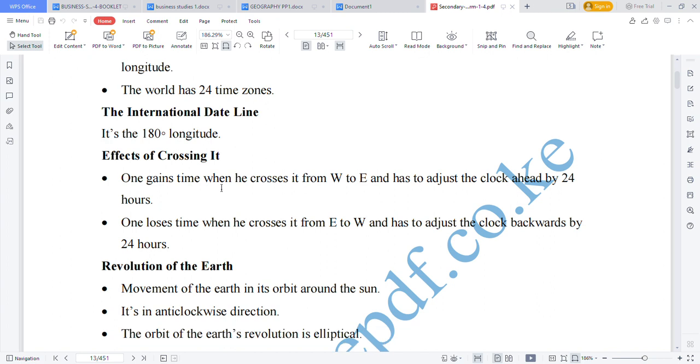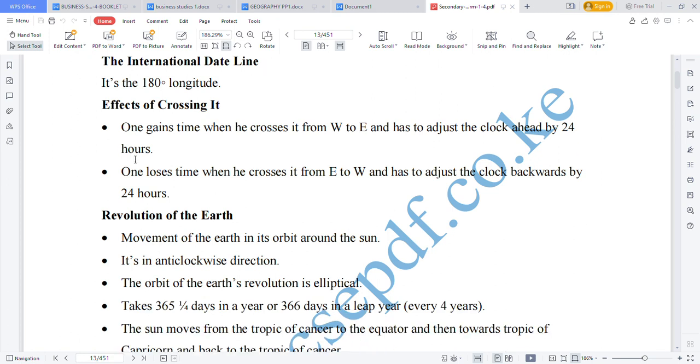The international dateline. It is the 180 degrees longitude. Effects of crossing the international dateline, very important. So these are the effects.